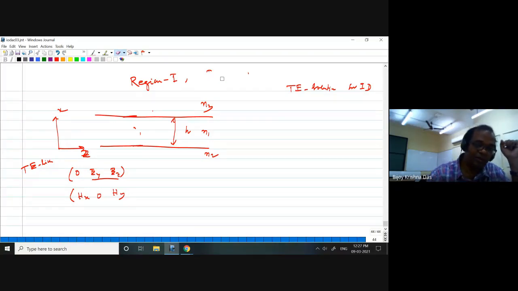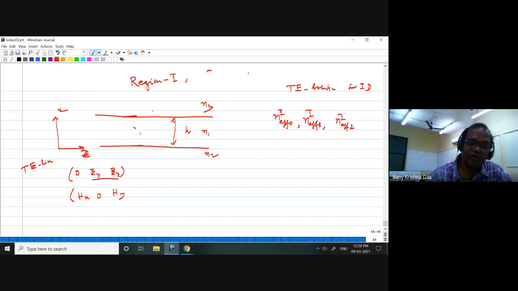Okay, so if I consider region 1, I can get a set of solutions. What are those set of solutions? I will be getting n effective 0 for region 1, n effective 1 for region 1, n effective 2 for region 1. You understand?